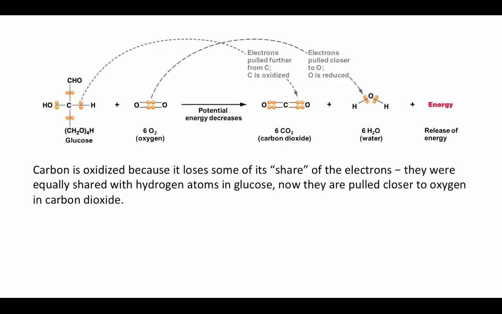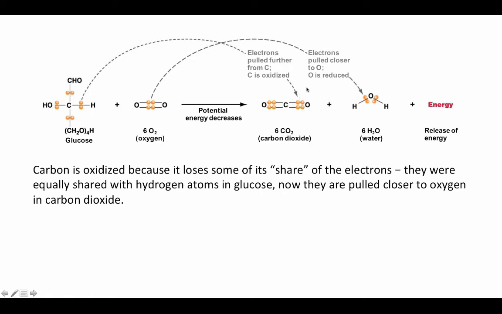So now let's look at the more complicated situation where there's just a change in the covalent bonding from a nonpolar to a polar state. In this case, we're looking at the oxidation of glucose by reacting with oxygen to form carbon dioxide and water. We can say that carbon is oxidized because it loses some of its share of the electrons. Here in the glucose molecule, where it has bonds to hydrogen and other carbons, all of the electrons that are part of these nonpolar covalent bonds are equally shared.